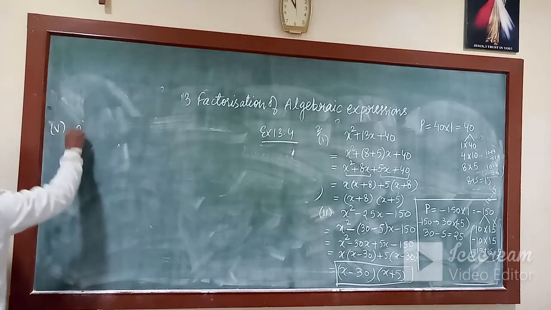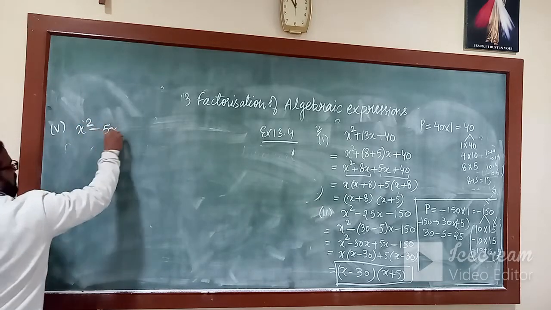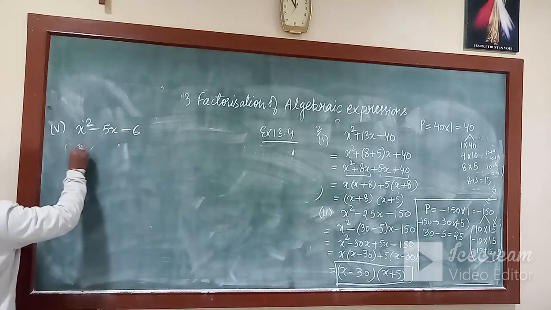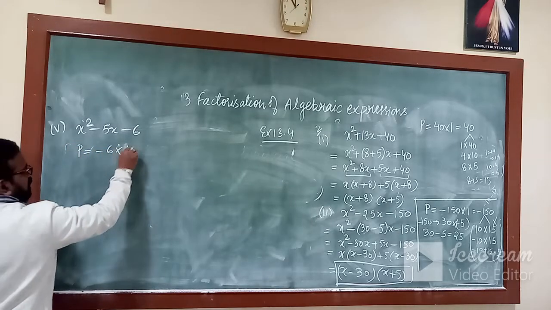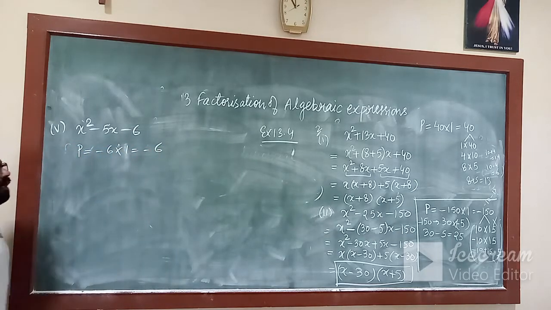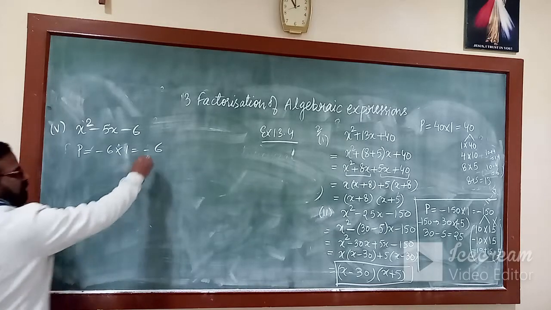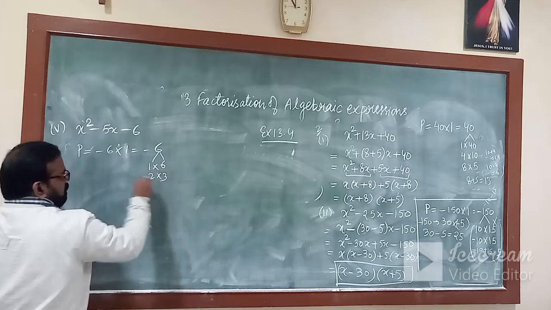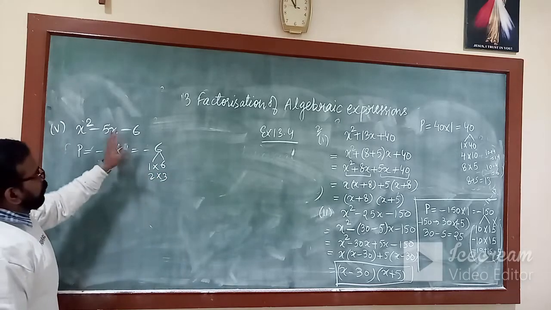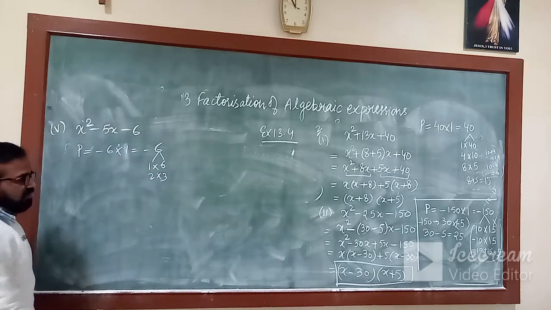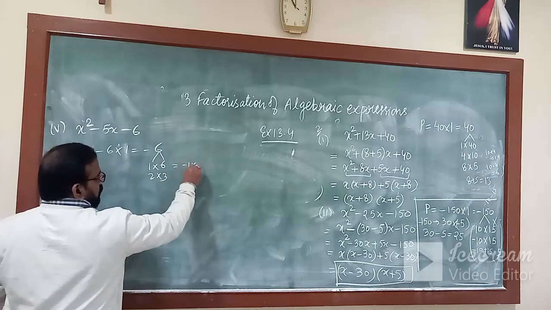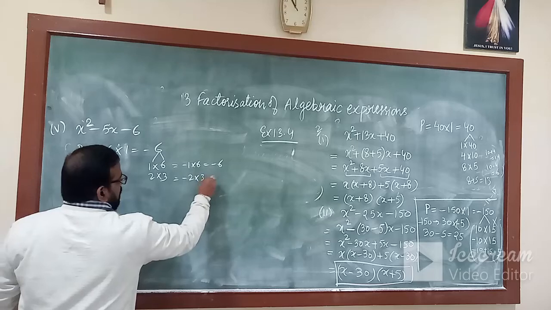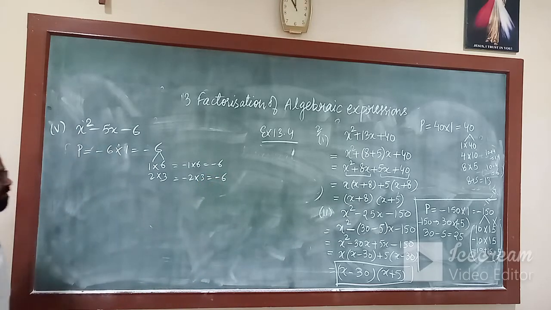Suppose x square minus 5x minus 6. Okay, good question. So in this, the product is how much? Minus 6 into 1, that is minus 6. Now see our choices. 1 into 6, 2 into 3. Both can give you minus 6. Is it or not? See, minus 1 into 6 will give you minus 6, and minus 2 into 3 will again give you minus 6. So both I am getting.